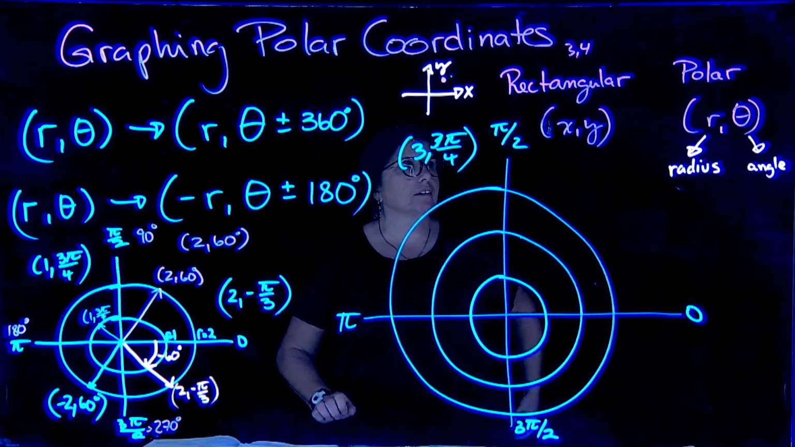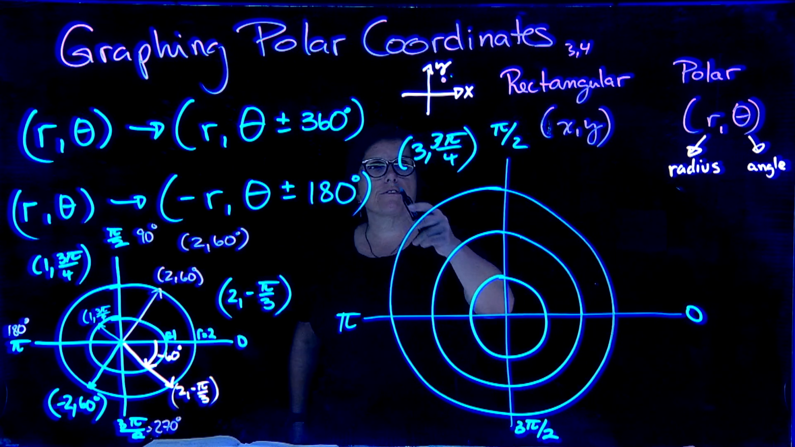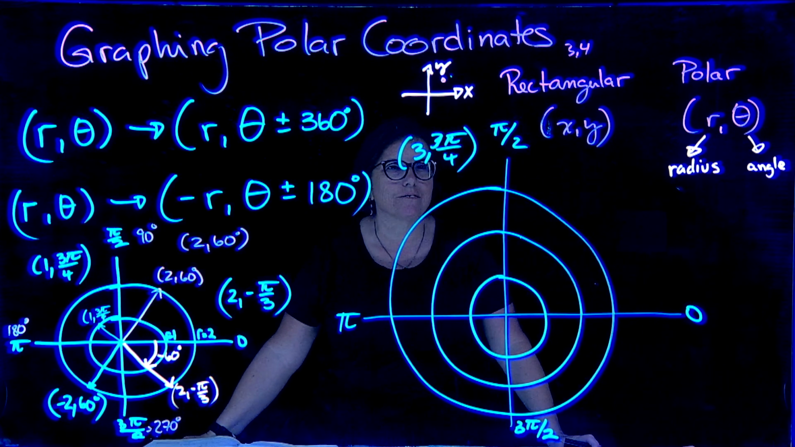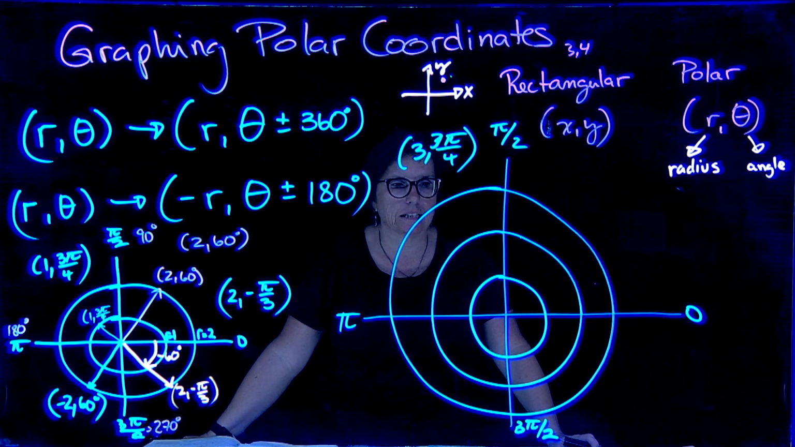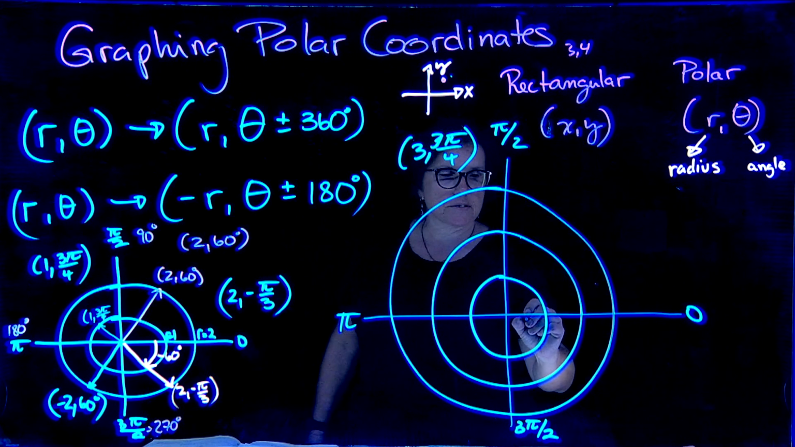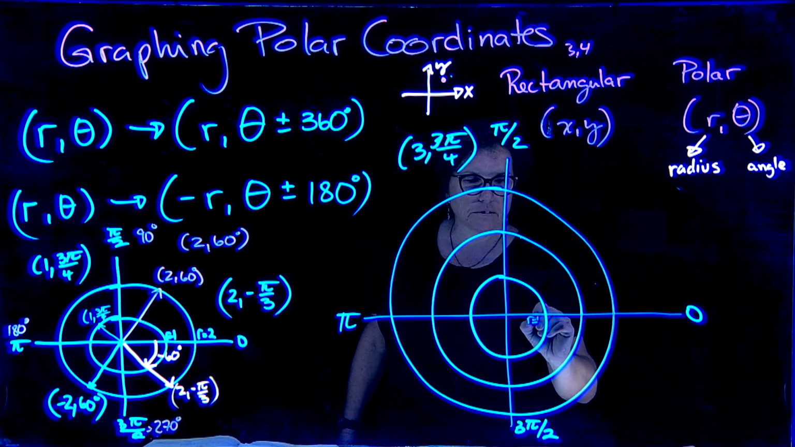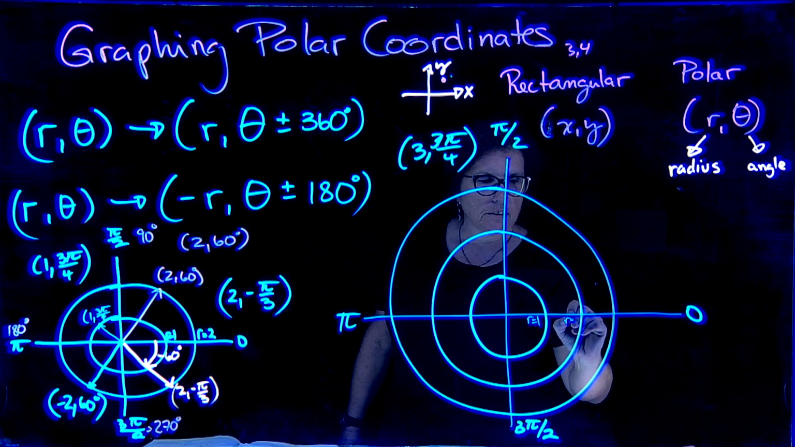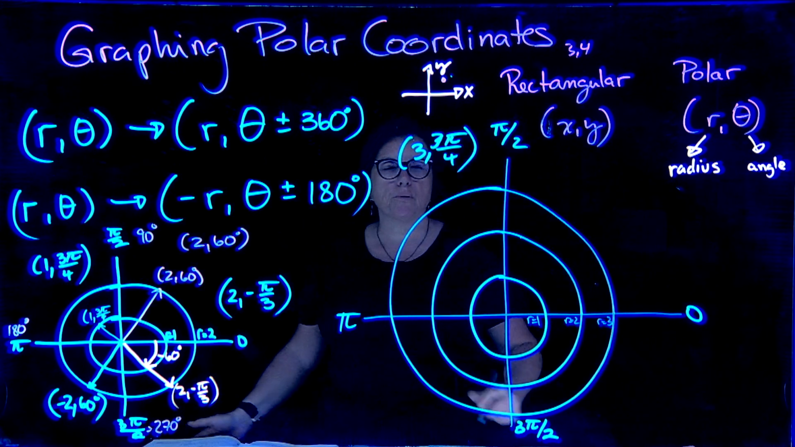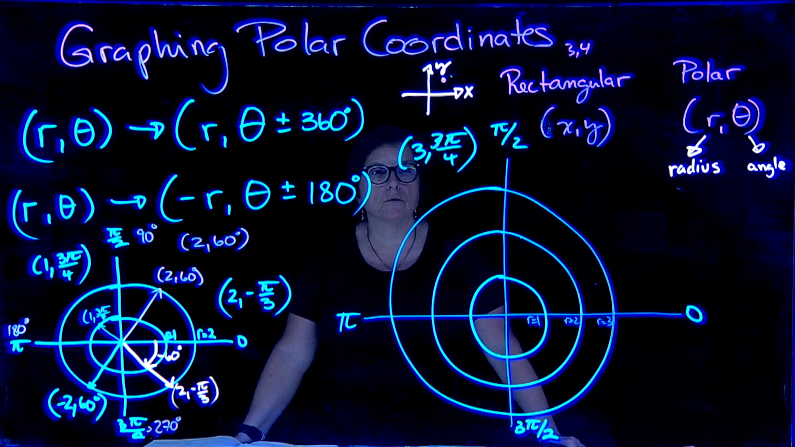Let's take a look at this polar coordinate 3, 3 pi over 4, where our angle is in radians. Okay, so I have my beautiful polar coordinate system here. R is equal to 1, 2, and 3. In which quadrant is the polar coordinate 3, 3 pi over 4?